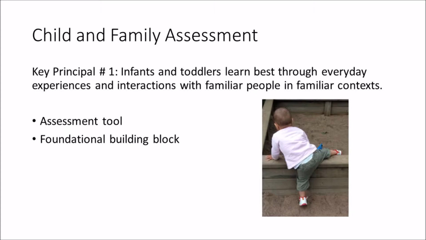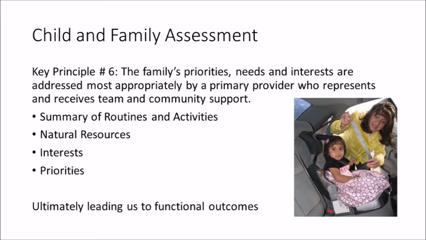In other words, it's building on what are some of those current routines and activities that are already going on throughout their day. Additionally, we'll talk about the pieces of the Child and Family Assessment. In key principle number 6, where it states the family's priorities, needs, and interests are addressed most appropriately by a primary provider who represents and receives team and community support.